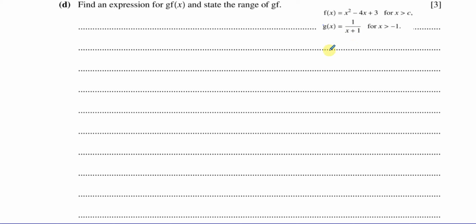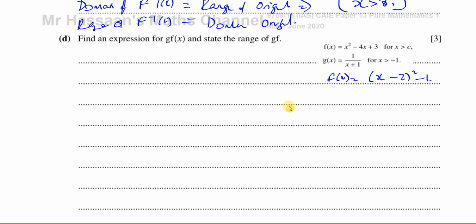Again, having f of x written in the completing the square form will be very useful here. So you have x minus 2 squared minus 4 plus 3, that's minus 1. That was the completing the square form: x minus 2 squared minus 1. So it says find an expression for g of f of x and state the range of that function.